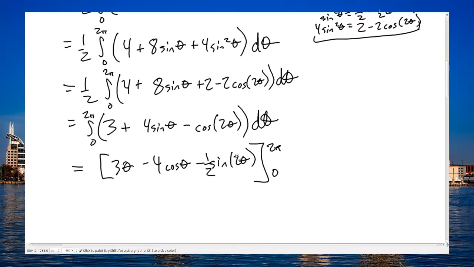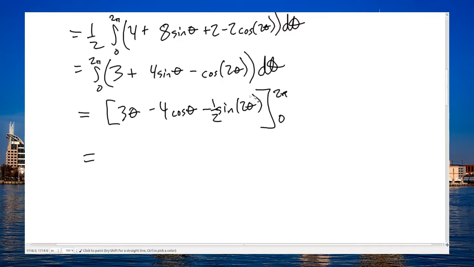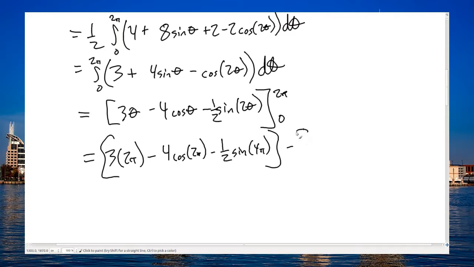Sine of 2 theta, I know it has to involve that. Sine becomes cosine. A 2 pops out, cancels with the 1/2 to get a 1 cosine of 2 theta back there. All right, plug her in. Plug in the top, I get 3 times 2 pi minus 4 cosine of 2 pi minus 1/2 sine of 4 pi, all that minus plug in zeros, 0 minus 4 cosine of 0 minus 1/2 sine of 0.